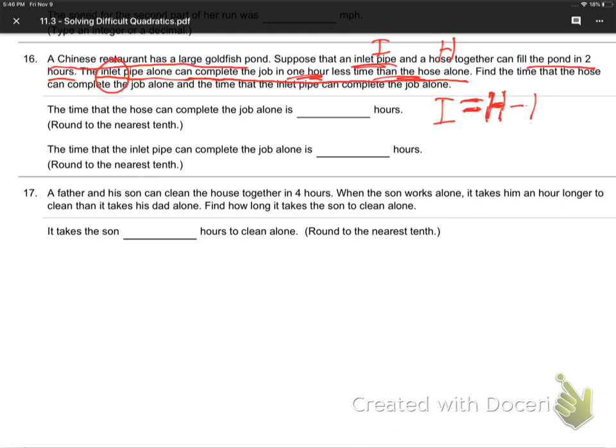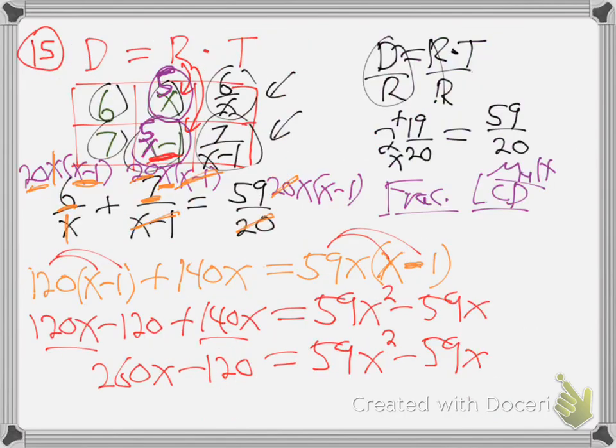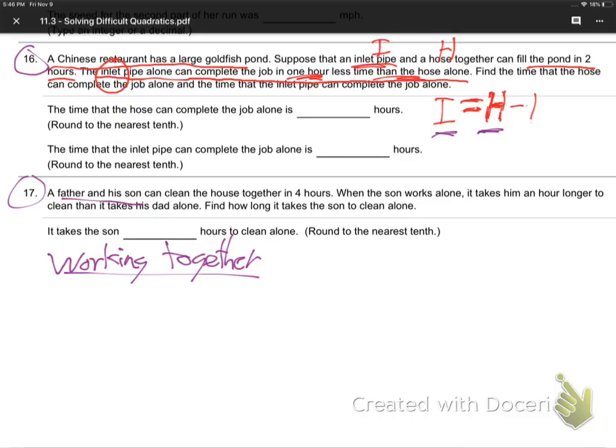Okay, so do you remember? It's been a while. Working, so 16 and 17, and maybe we didn't even do it, I don't remember exactly. 16 and 17 are both problems where people or things are working together. Number 17 is a father and son working together. Number 16 is an inlet pipe and a hose working together to accomplish a job. Whenever you have working together problems, just like there's a special formula for travel, distance equals rate times time, that we used back here, there's a special formula for working together.